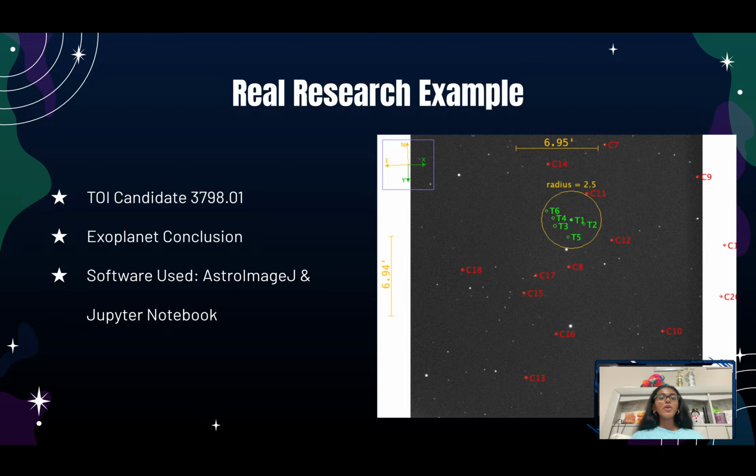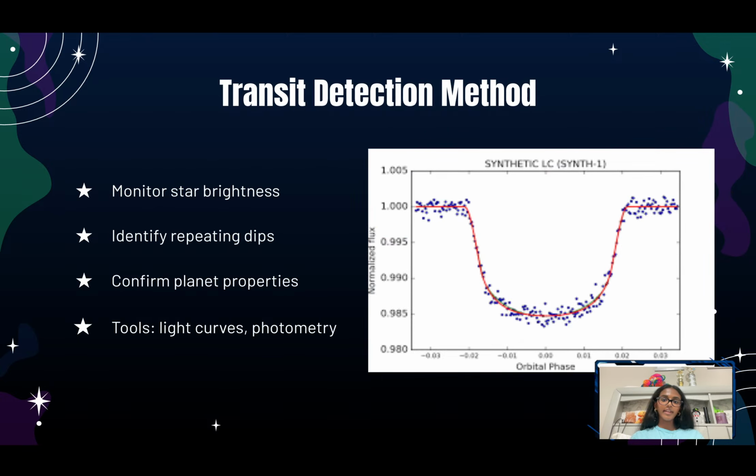And for Jupyter Notebook, it creates light curves such as the one I previously showed, like this one, and you just upload a specific file and it'll create a light curve for you over time. And one thing about these light curves is that each little dot is a different data point taken at that specific time and at that specific brightness.